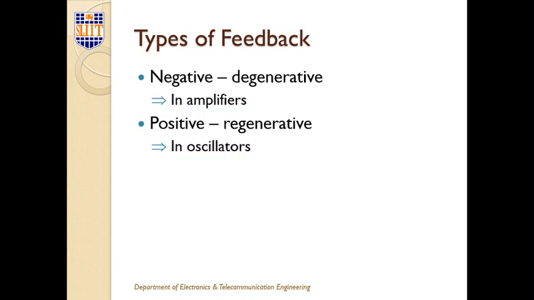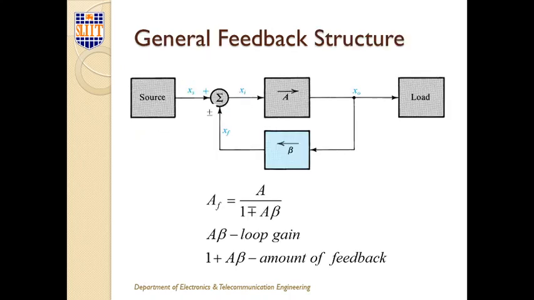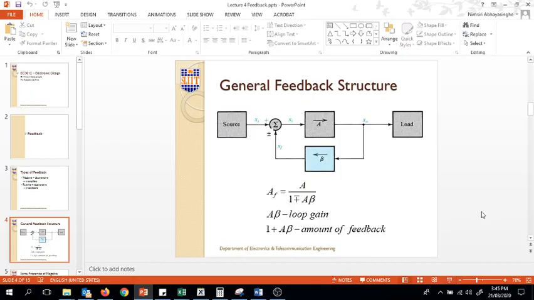Then positive feedback is regenerative feedback, which we used in oscillators. We fed back a certain component from the output to the input in such a way that we wanted A beta to be 1, and that continuously produced the output. So that is what we used in oscillators. Let's now look at the oscillator principle, or the basic transfer function of the feedback.